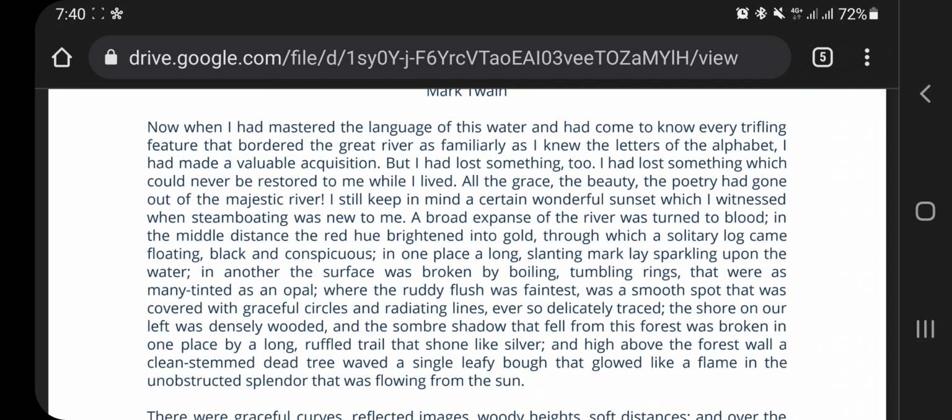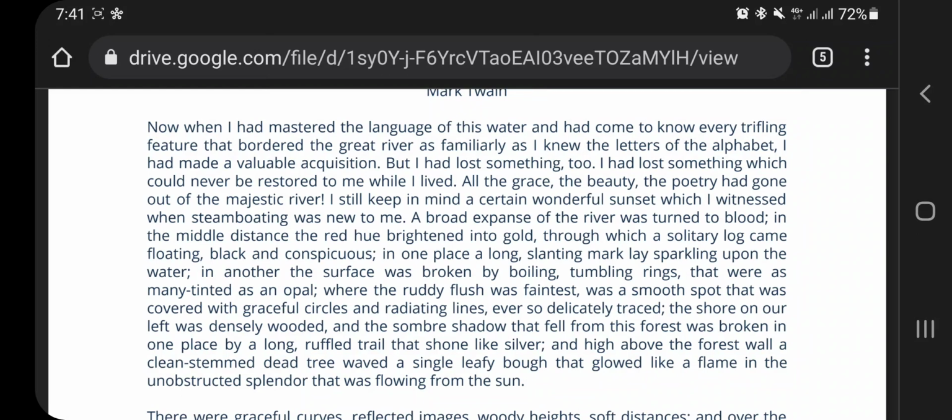I still keep in mind a certain wonderful sunset which I witnessed when steamboating was new to me. A broad expanse of the river was turned to blood. In the middle distance, the red hue brightened into gold, through which a solitary log came floating, black and conspicuous. In one place alone, a slanting mark lay sparkling upon the water. In another, the surface was broken by boiling, tumbling rings that were as many tinted as an opal.